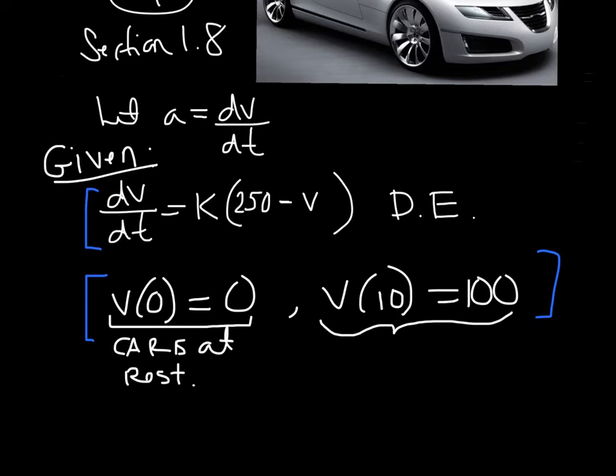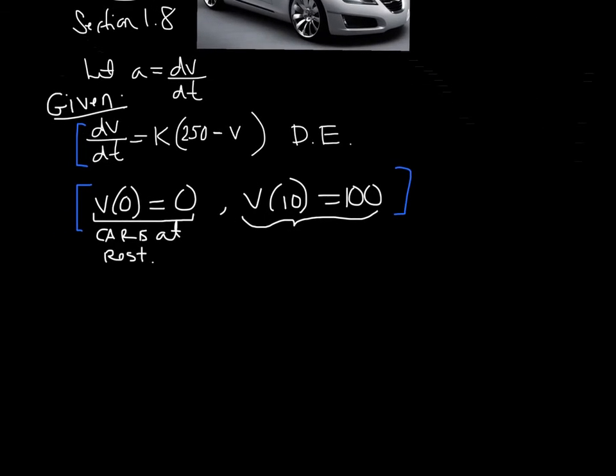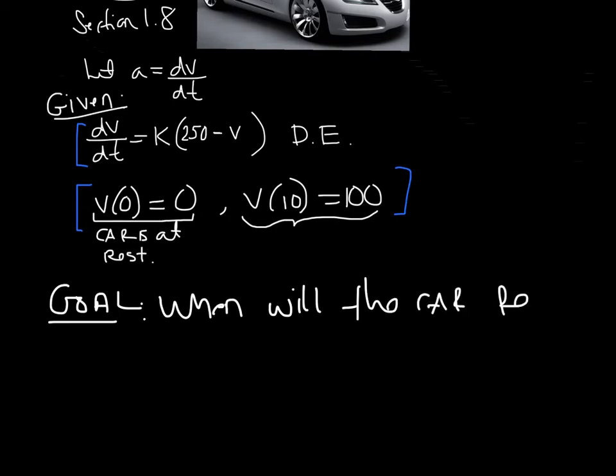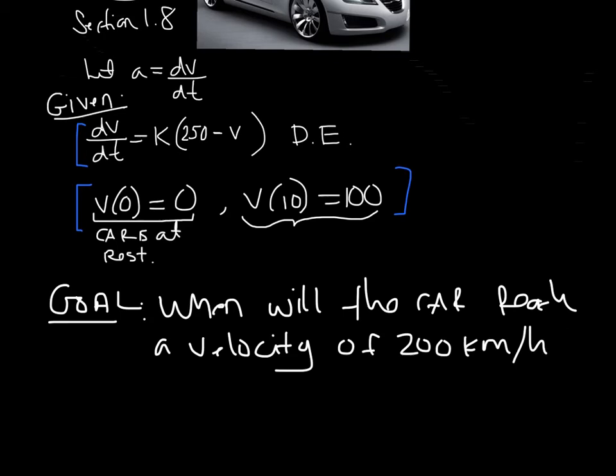So what's the goal? Well, what's the question? It says, how long, so we're looking for time, will it take for the car to accelerate from rest to 200 kilometers per hour? So let's go ahead and write our goal down. So given and goal. And so we can paraphrase, that's really asking when. So that question is, when will the car reach a velocity of 200 kilometers per hour?